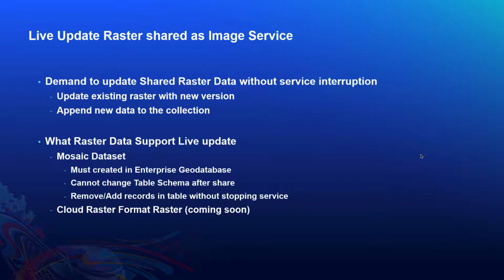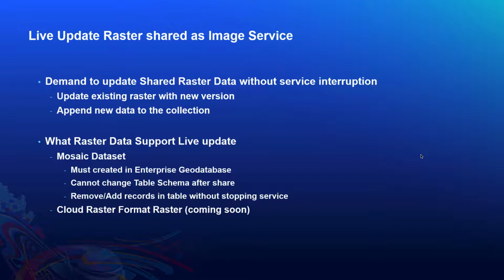For example, the user may want to update the existing rasters with a newer version, or there is new raster data coming into the image collection that the user wants to append without stopping the service. In order to support that kind of operation, there are some requirements that need to be met. If you are sharing a Mosaic dataset as an image service, the Mosaic dataset will need to be created in the Enterprise geodatabase. A file geodatabase Mosaic dataset is not supported for live updates.